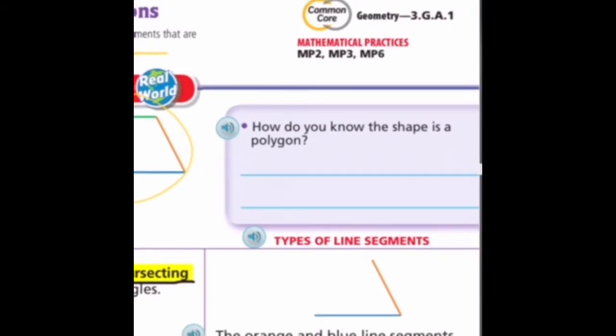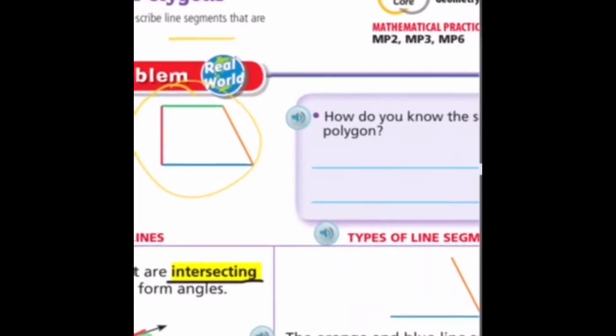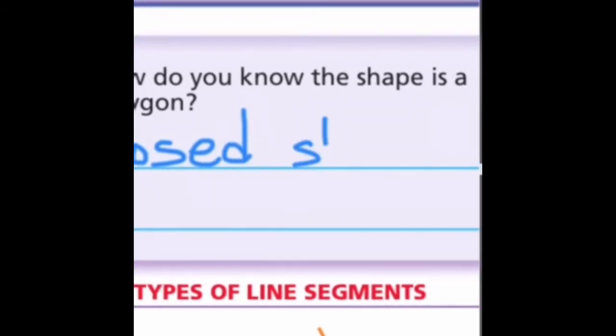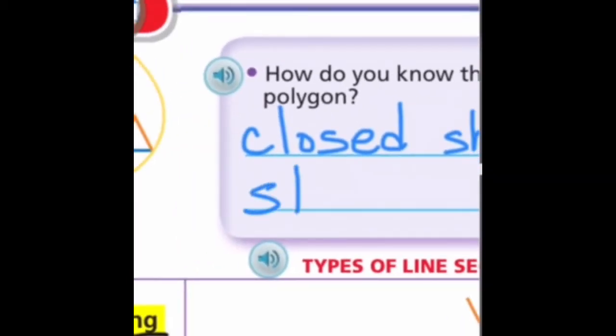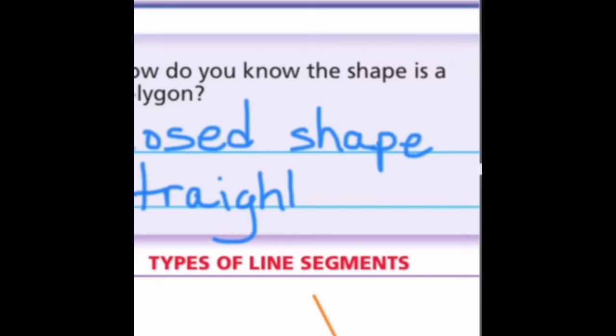How do we know the shape is a polygon, first of all? Well, we know it's a polygon because it's a closed shape, and it's made only of straight lines. There are no curved paths. So since it has straight lines and it's a closed shape, we know it's a polygon.